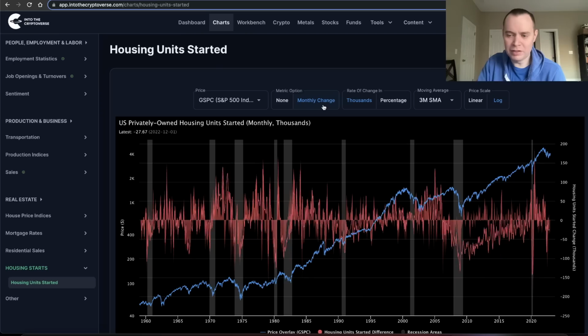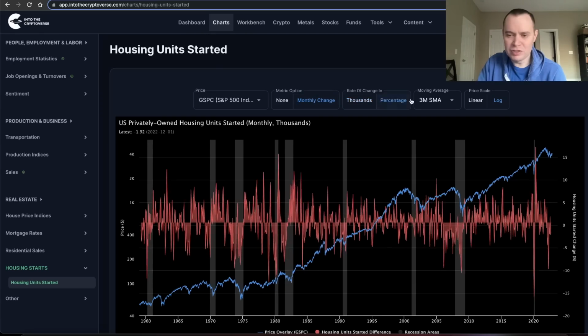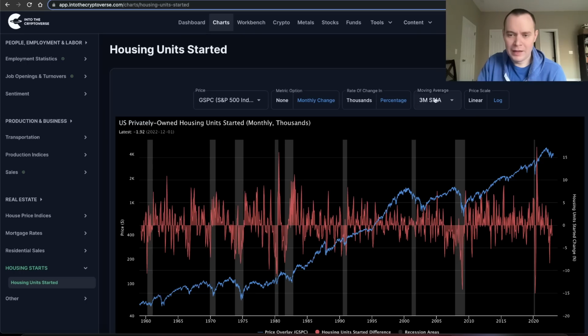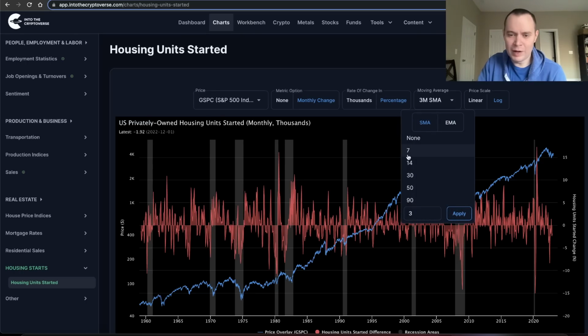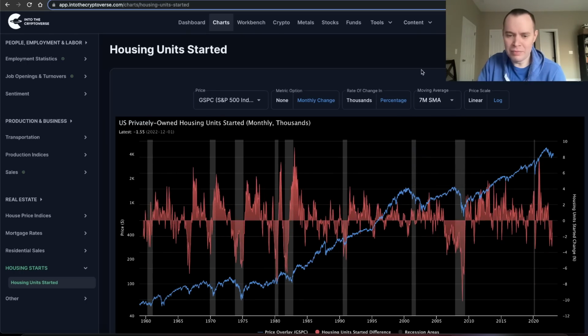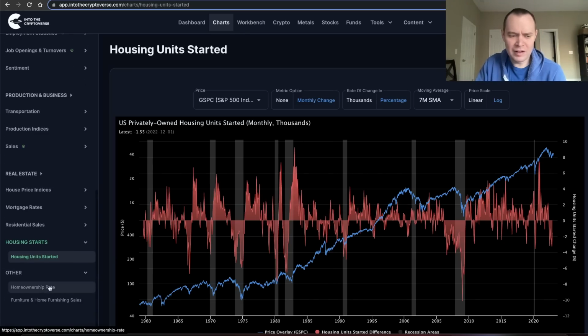If you look at the monthly change and switch this over to a percentage, and unfortunately, it's still quite noisy, so you might have to take like a 7-month moving average. But again, you can see that recessions correspond to U.S. privately owned housing units started also sort of being down here in the negative when you look at the rate of change of it, so the derivative of it, not just the raw data. And I'm trying to think if there's anything else I'd want to look at.